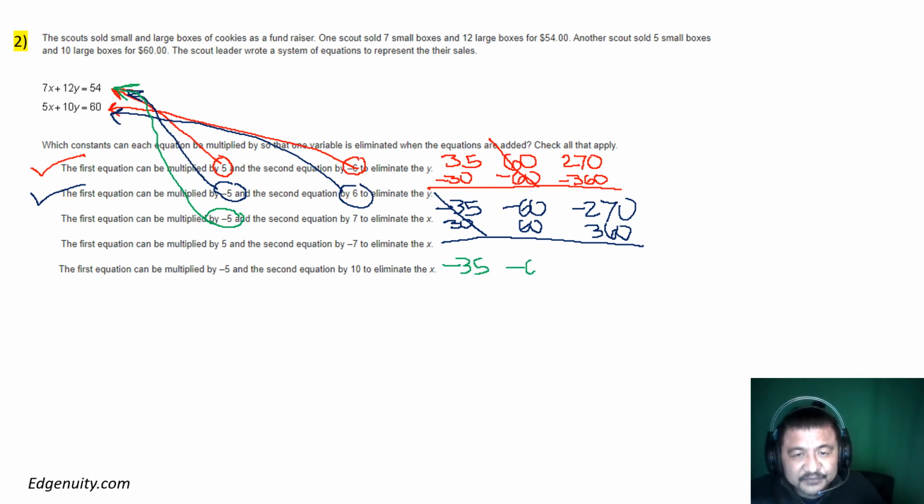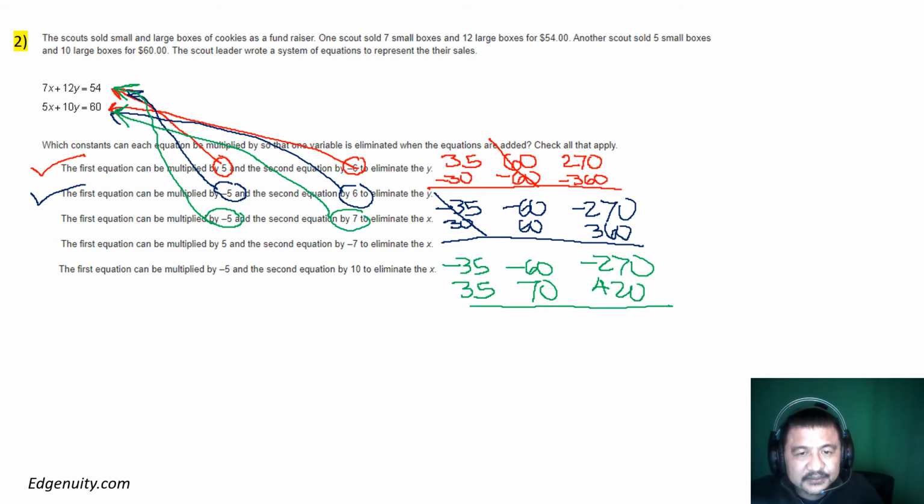-35, -60, -270, right? And the second one is multiplied by 7. Oh, we haven't multiplied by 7 yet. So let's do that now. 5 times 7 is 35. 10 times 7 is 70. 60 times 7 is 420.